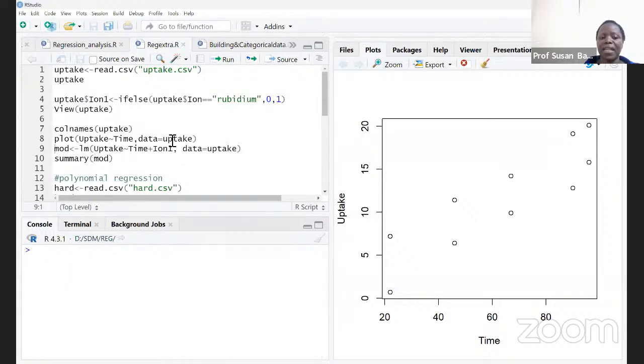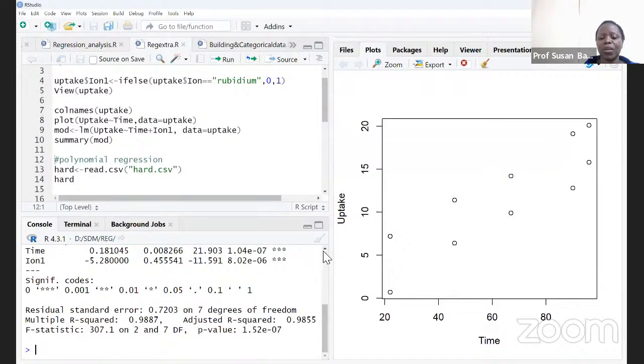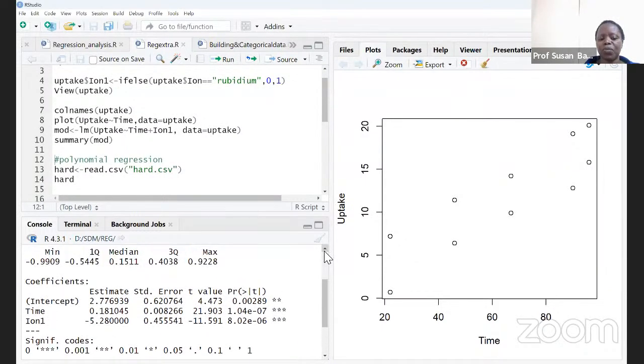So I'm running line 9 and the summary. So let's go to the console. Ladies and gentlemen, are we together? Let's go to the console. We are testing to see whether there's a linear relationship between uptake of carbon dioxide and time taken to absorb the carbon dioxide. And we see that from our p-value, there is a significant linear relationship between uptake of carbon dioxide and time taken to absorb the carbon dioxide.